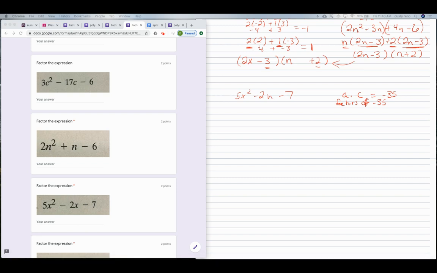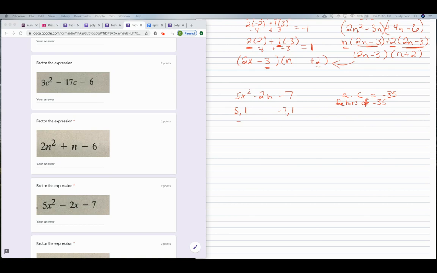All right, next one, we've got 5x squared minus 2n minus 7. So the factors of 5 are going to be 5 and 1. Okay, and now the factors of negative 7 are going to be negative 7 and 1. So the nice thing about this, it kind of only gives us one option here. And I made the 7 negative because our term is negative.